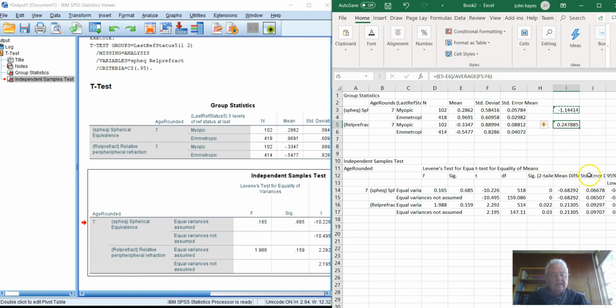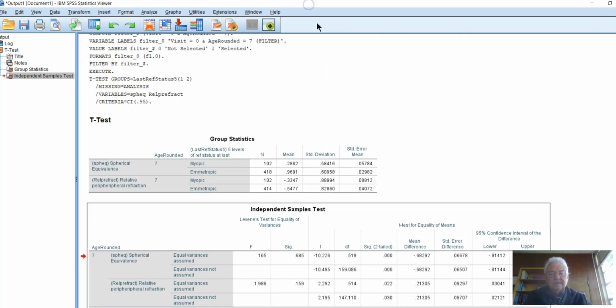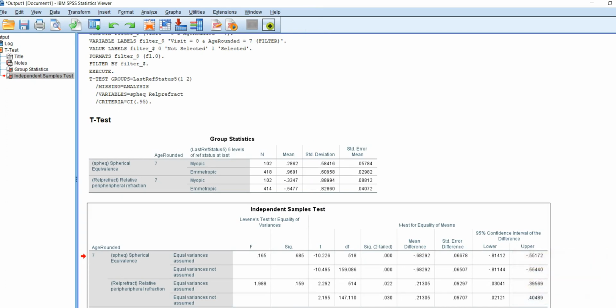Let's go back to the output. It's the same thing in either one, but here we can look at the output. So we have Levene's test for equality of variances. Remember, the t-test assumes independence, it assumes underlying normality, and it assumes equal variance.